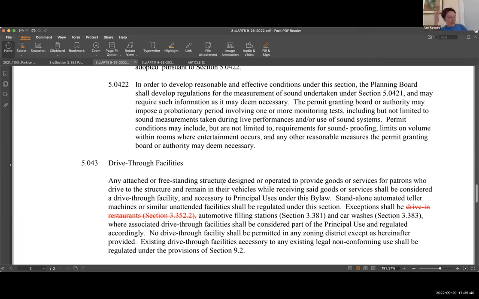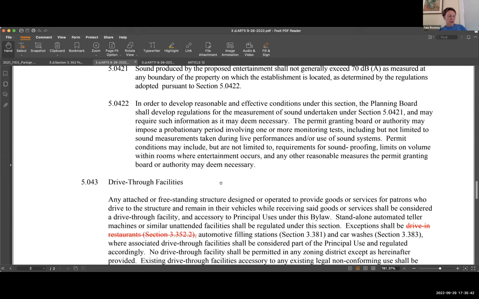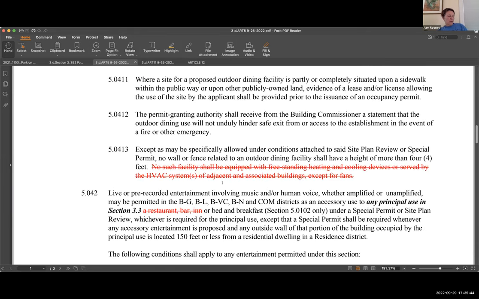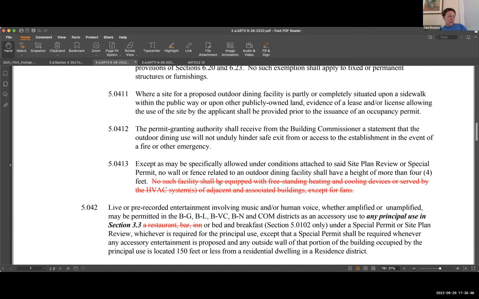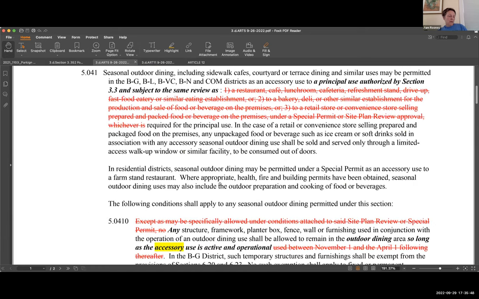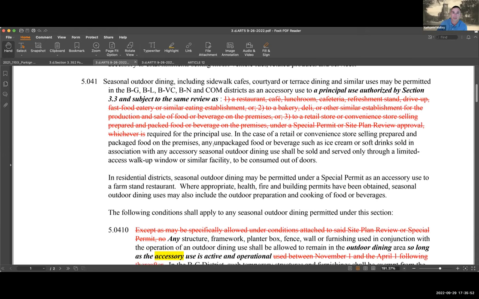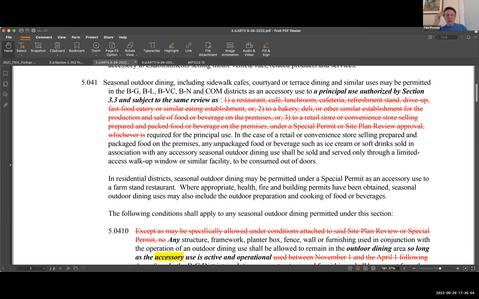So your explanation, if you go back up to the top, is that you're really dealing with the principal use authorized by section 3.3. Right. Remind me, 3.3 is the use table. That's the use chart. So like, for instance, in the BG or BL, I know, but is 3.3 specifically retail businesses and consumer services? No.